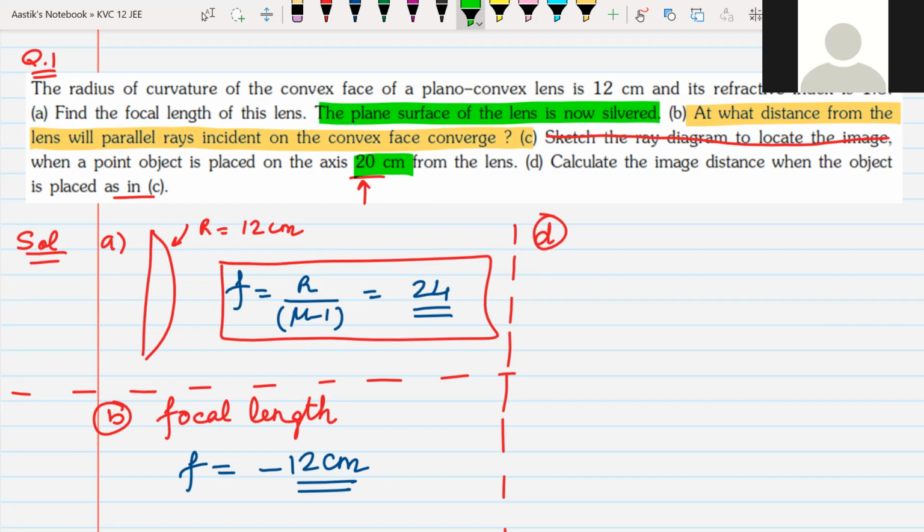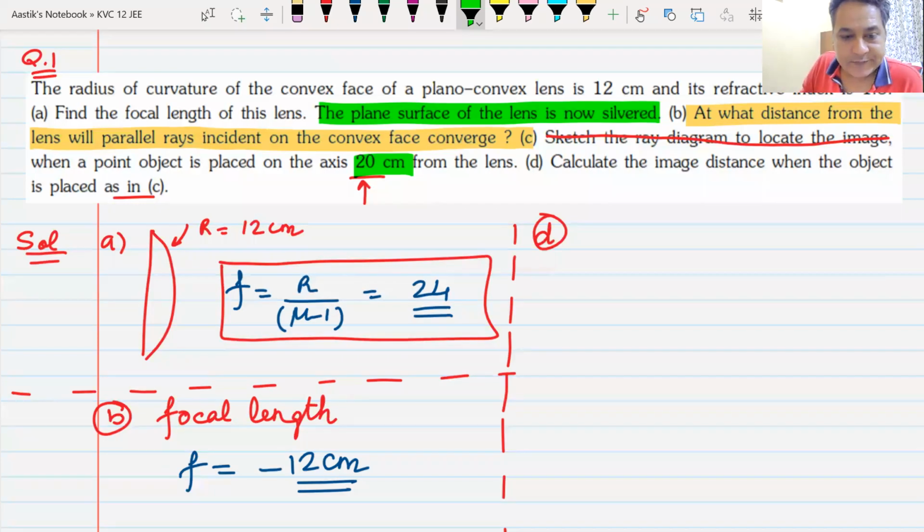Shall I do it now? Okay then. How is it supposed to be done? I have already calculated the focal length as minus 12. Which formula should I apply, the lens or the mirror? If you apply the wrong formula, you will get the wrong answer. I must apply the mirror formula.